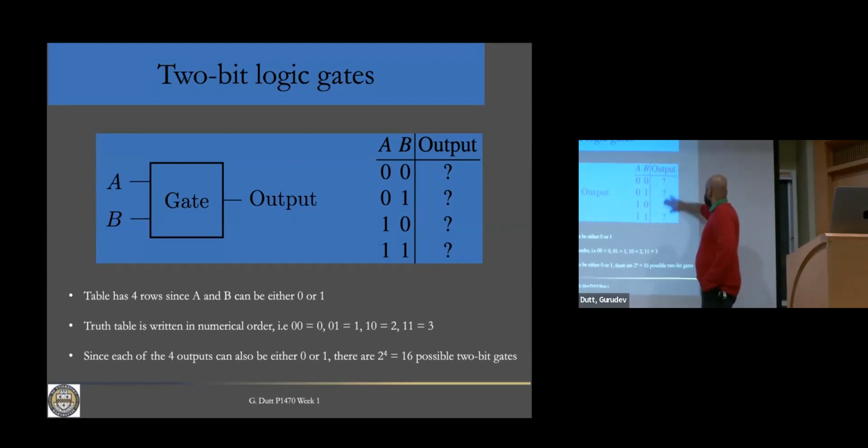And then we have four possible outputs, for each of those inputs. Since each of the four outputs can be 0 or 1, there are two possibilities here, two possibilities here, two possibilities here, two possibilities here. So how many gates are there? 16, yes. Very good. So there are 2 to the 4, or 16, possible 2-bit gates.